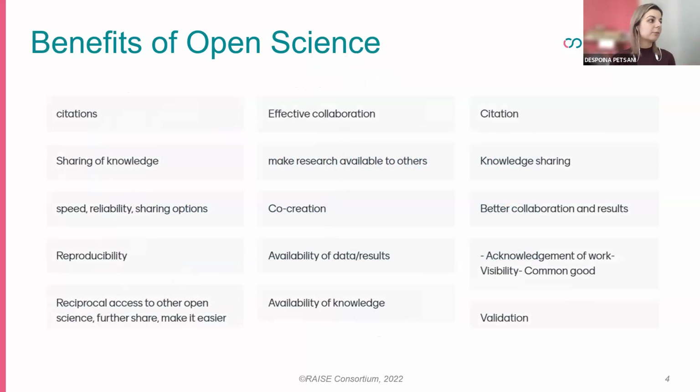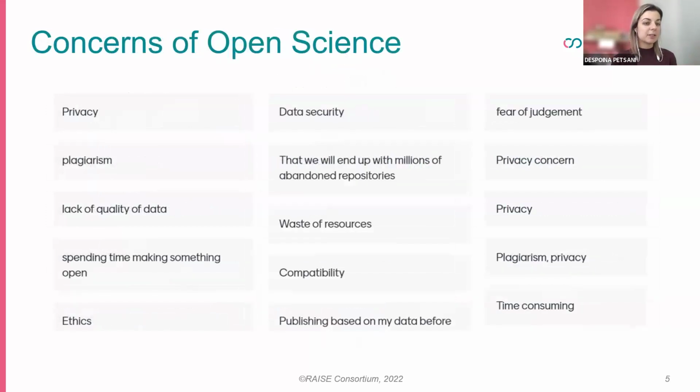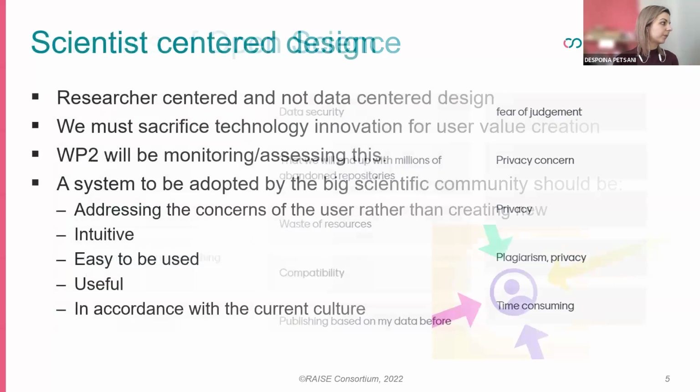So there are a lot of benefits that we try to take into account and provide through the system, while at the same time we also try to face the concerns. You can see here another survey that we did internally on the concerns for open science, and privacy, data security and plagiarism are at the top. So we are trying to move the whole system in that direction.